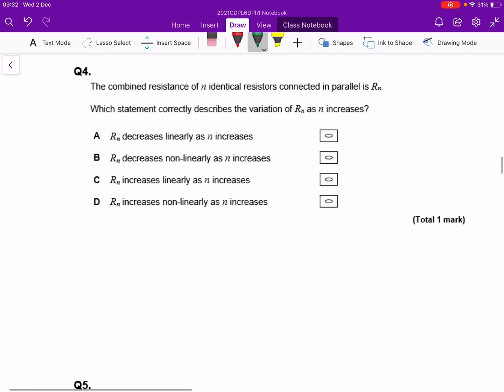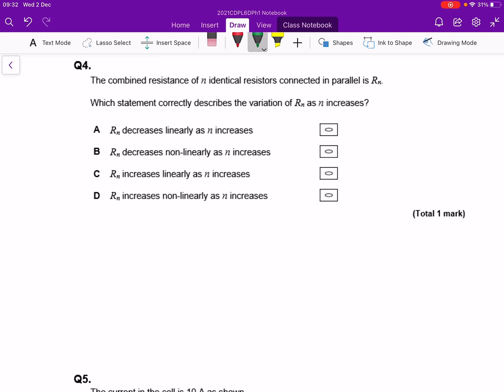Question 4. We have seen this one before, but I think we can do a better job of explaining it than we did last time. We have identical resistors. So if we consider one resistor, the resistance is R. If we consider two resistors, connected in parallel like this, so imagine that one's just on its own, this is R over 2. 3 resistors, so 1, 2, 3. The total resistance is R over 3, and you can prove that to yourself using the equation for resistors in parallel.